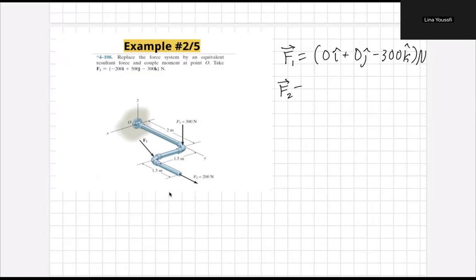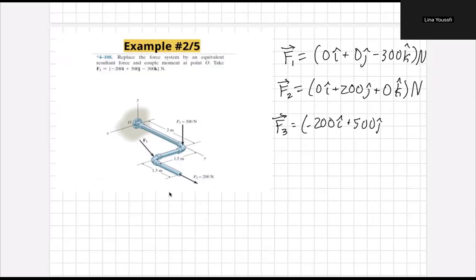For my F2 vector, I can see that that's only applied in the y direction. So 0 i hat, and that's in the positive y, so 200 j hat, and then nothing in the z direction. And then finally for F3, they actually gave that to us as negative 200 i hat, 500 j hat, and negative 300 k hat, also newtons.